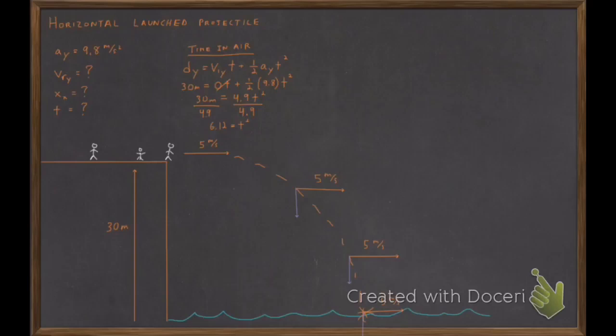So since t squared equals 6.12, in order to get t by itself, we need to take the square root of 6.12. So if we take the square root of 6.12, that will equal our time. So what does the time equal? The time will then equal 2.47 seconds.